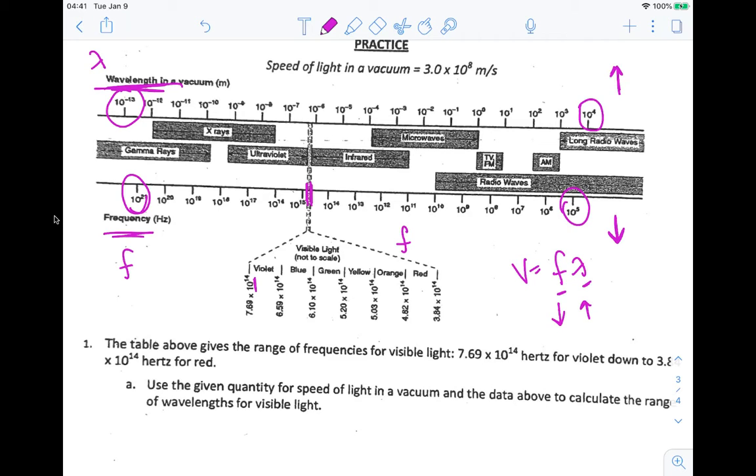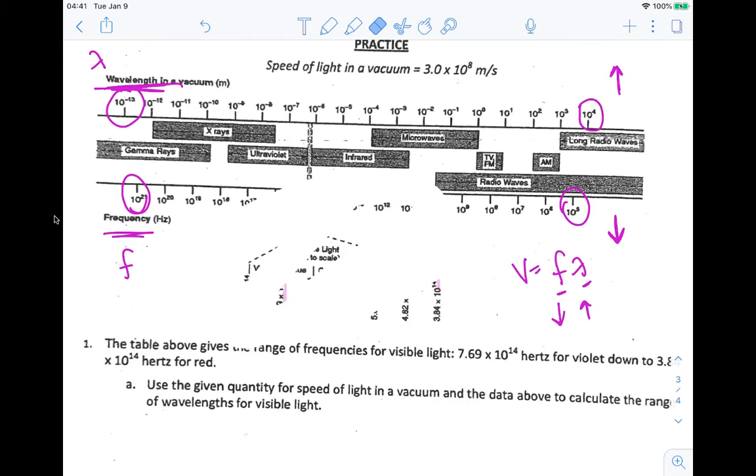So how do you read this chart? Well, if you look at red, for instance, red starts out right over here at 3.84 times 10 to the 14 hertz, and it goes all the way up to 4.82 times 10 to the 14 hertz. So any value between those two numbers would result in red light. So say you had a value of 6.2 times 10 to the 14. Well, 6.2 falls between 6.1 and 6.59, which means 6.2 times 10 to the 14 would result in blue visible light.